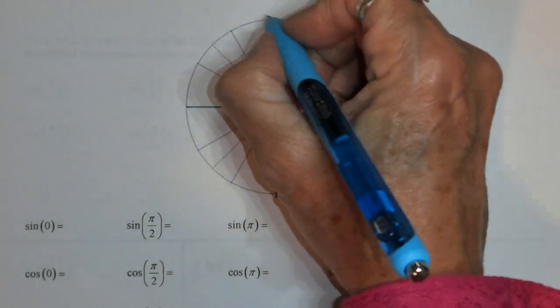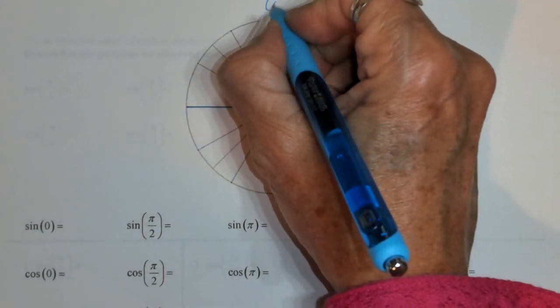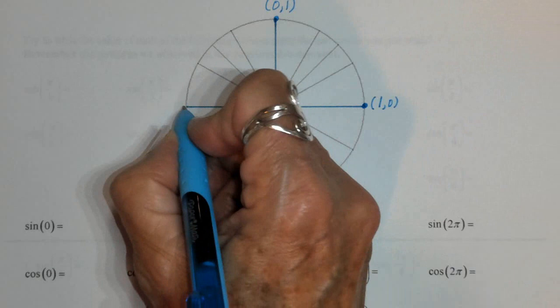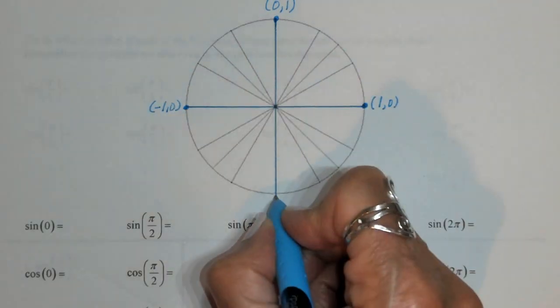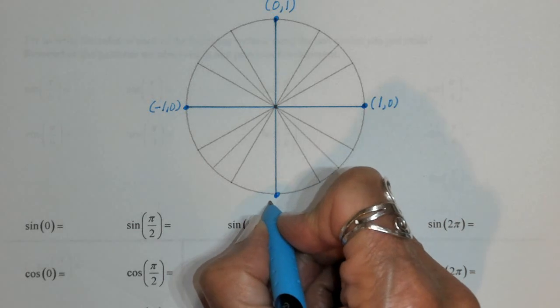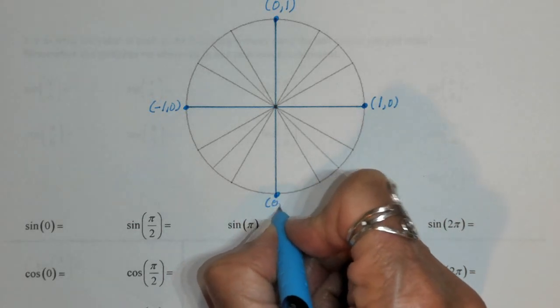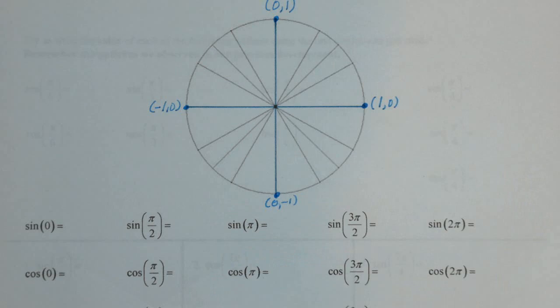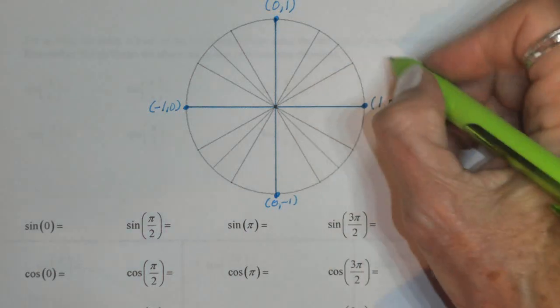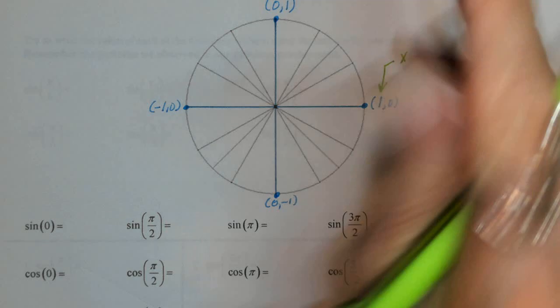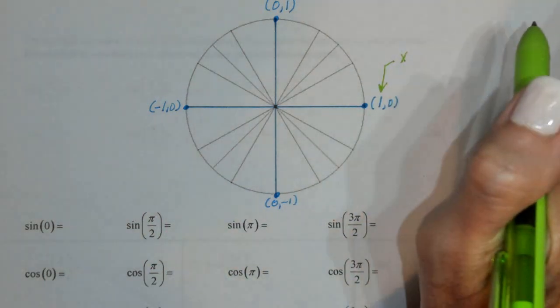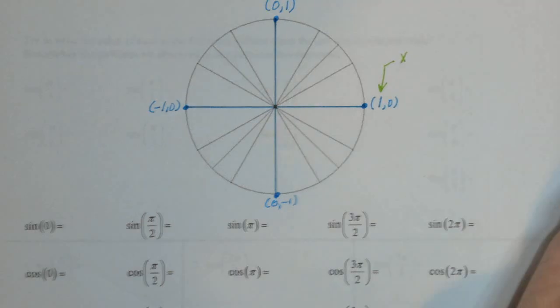What point is up here? That is the point 0, 1. This is the point negative 1, 0. And down here at 3 pi over 2 radians is the point 0, negative 1. If we know those, we can get to all the trig ratios because the x coordinate on the unit circle, only on the unit circle. If the radius was 10, this would not work anymore.